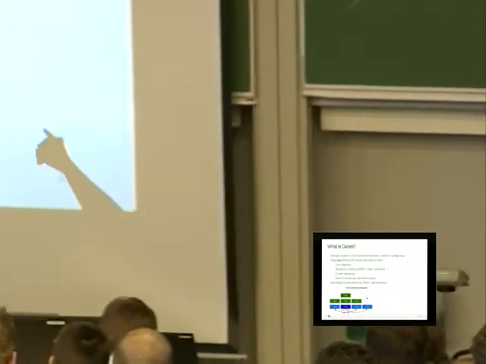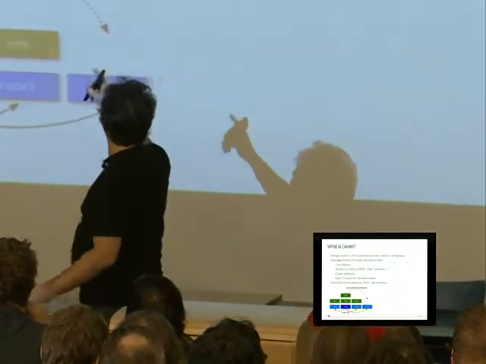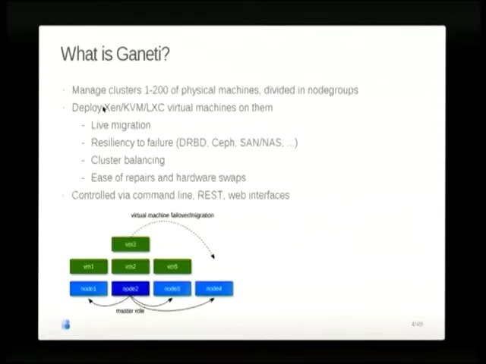You can use Xen or KVM, LXC if you feel brave, and it supports live migration, resiliency to failure with or without dedicated shared storage in hardware, DRBD or Ceph if you want it in software. It allows you to rebalance the cluster. It has an easy way to swap hardware and repair it so that you don't depend on any single hardware, and we treat all the nodes as equal. That said, you can control Ganeti via command line, a RESTful interface, so you can write your own software, or some people have written web interfaces for it. Now you know what Ganeti is.